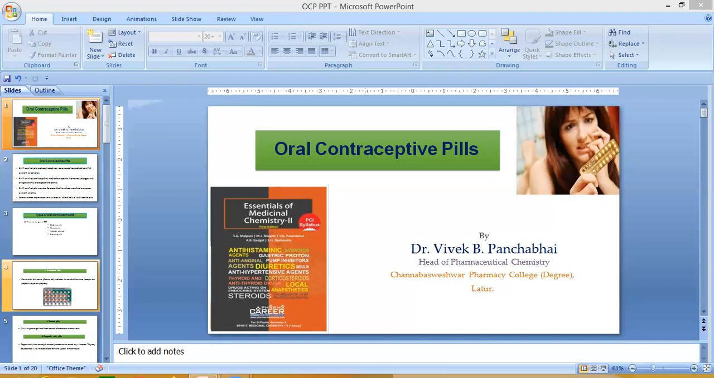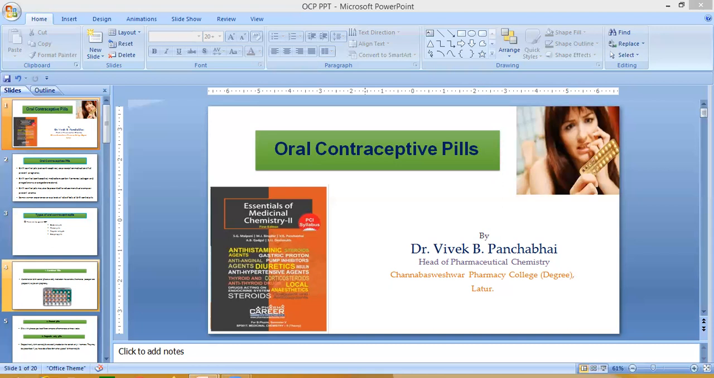Now, in oral contraceptives, as far as our syllabus is concerned, there are three drugs mentioned under oral contraceptive pills. That is mifepristone, which is the first drug mentioned in the syllabus, norgestrel and levonorgestrel. This is an isomeric form of norgestrel. First of all, we have to discuss mifepristone.